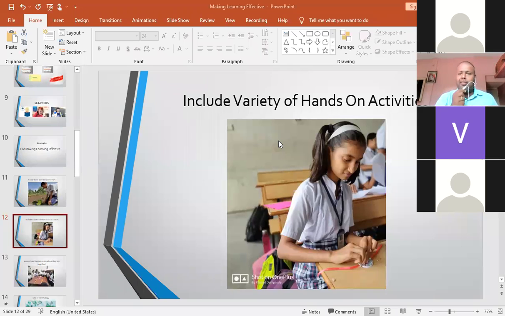It doesn't matter whether the subject is science. Hands-on activities might be included in English also. Like if you are doing nouns and pronouns, relate those nouns and pronouns with actions, make some rhymes with all of them. So let them feel the learning. The more they feel, the more they get. So it is important to include a variety of hands-on activities to make the learning effective.